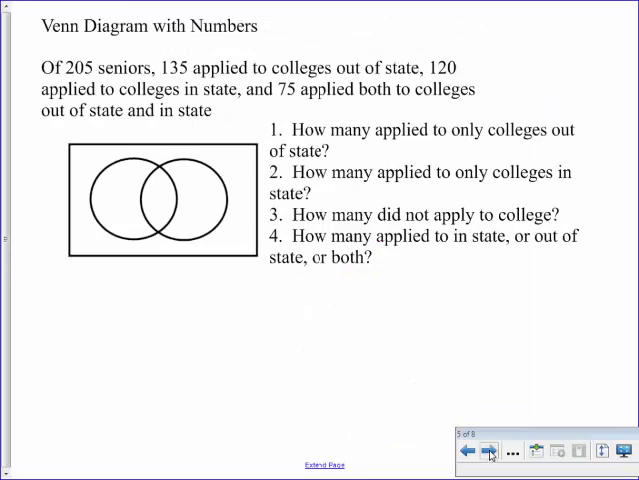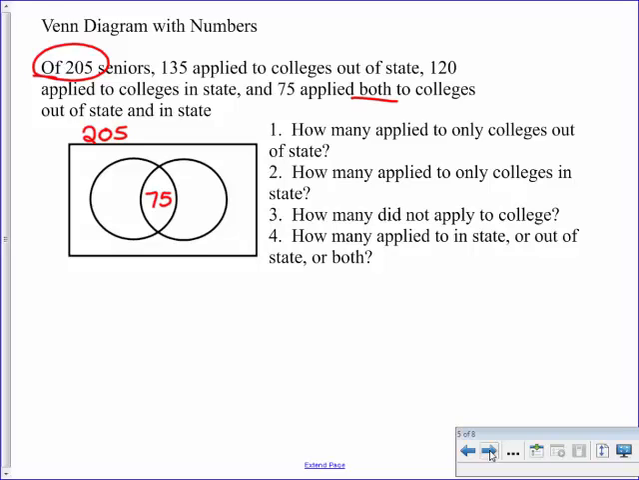All right, so there were 205 seniors, and of those 205 seniors, 135 applied to colleges out of state, 120 applied to colleges in state, and 75 applied both to colleges out of state and in state. So both, okay? So where does that 75 go? We said both was the intersection, so I can go ahead and put that 75 down immediately. The only other number I'm comfortable putting down right now is the fact that we had 205 seniors. So I'm going to put that on the outside, saying that this box contains 205 surveyed seniors.